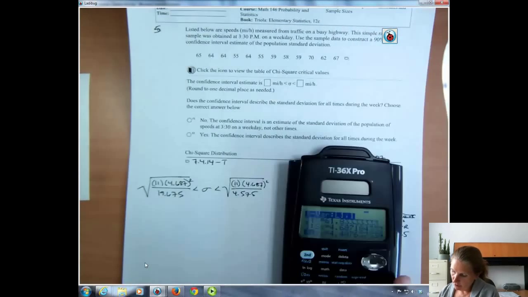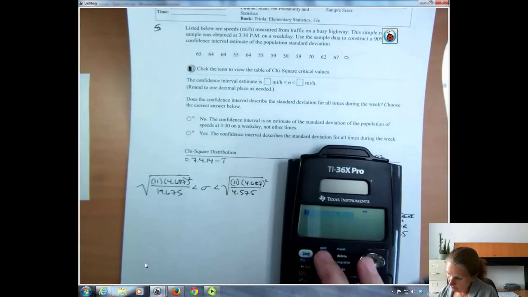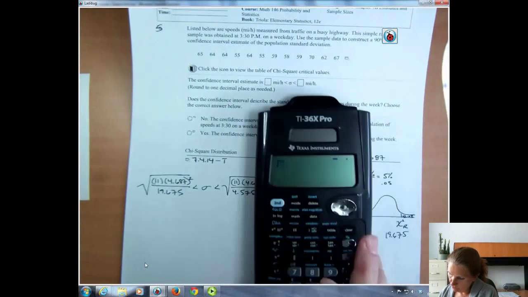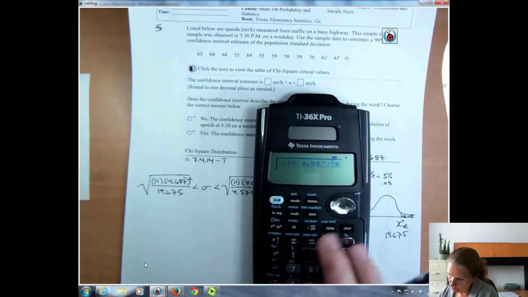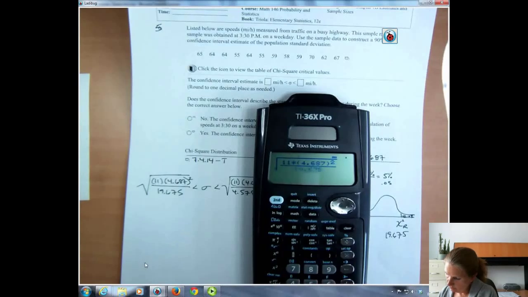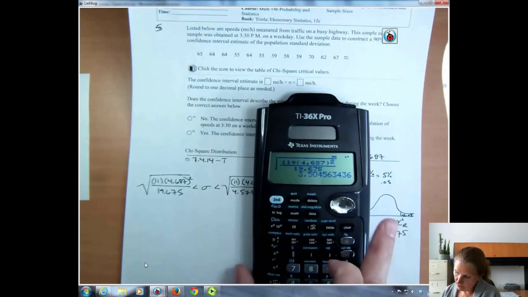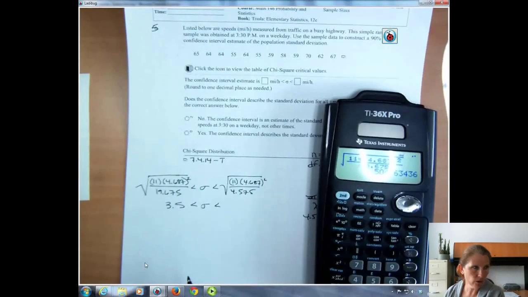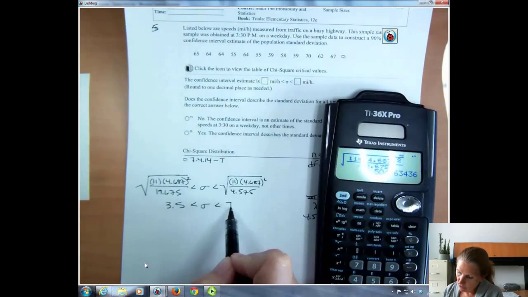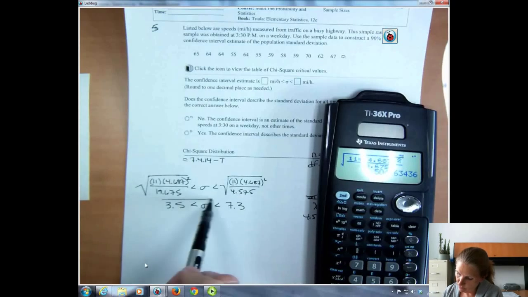So let's see what they got. Well, I know what they got. Let's see what I get for that. Second function quit always gets me out of trouble. Then I go 11 times, I don't need to do parentheses, 4.687. I don't know why. Sometimes I just do. And then over 19.675, enter. And I get 3.5 rounded to 1 decimal place, which is what they asked for, which is correct according to the answer I have at the bottom. And according down here, the answer to the second half is 7.3. Same thing, only you're entering a different number at the bottom.